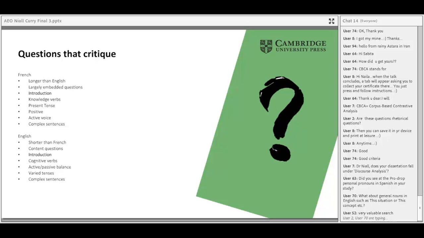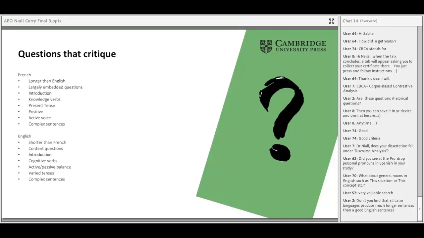So let's take a look at questions of critique. If we're thinking about questions that give some kind of criticism, what we might see in French is that they are much longer sentences. So the questions are quite long. We see that they use lots of embedded questions. And what this means is that the questions don't look like questions. There's no question mark. In English, it might be something like, we wonder if this is a problem or not. It doesn't look like a question, but it is a question. It's an embedded question. And so French uses a lot more embedded questions when they're doing this, as opposed to English. We see them happening in the introduction section, which happens in English too, so that's a point of comparison.